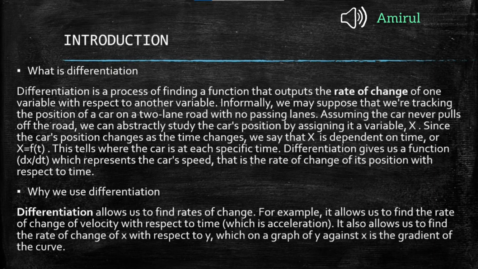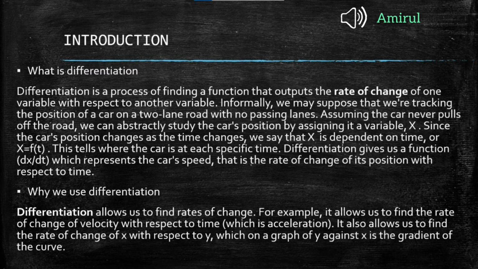Informally, we may suppose that we are tracking the position of a car on a two-lane road with no passing lanes. Assuming the car never pulls off the road, we can abstractly study the car's position by assigning it a variable x. Since the car's position changed as time changed, we say that x is dependent on time, or x equals f of t. This tells where the car is at each specific time.